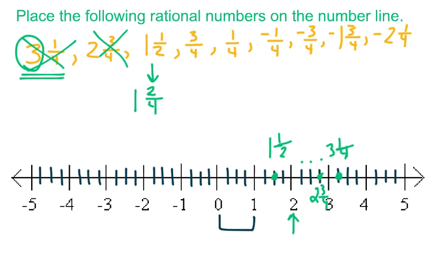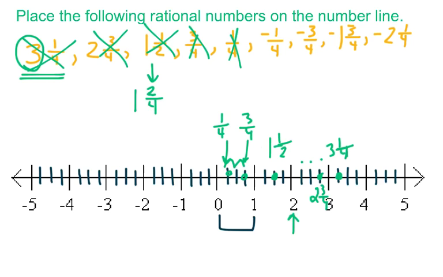Finally, I'm going to look at just my fractional parts. So I have 3/4 and 1/4. Well, 1/4 would be right after 0 because it's 1/4 away, it's closest to 0. And then my 3/4 would be 3 lines over. So right here would be 3/4, and that's where I would put my dot for 3/4.